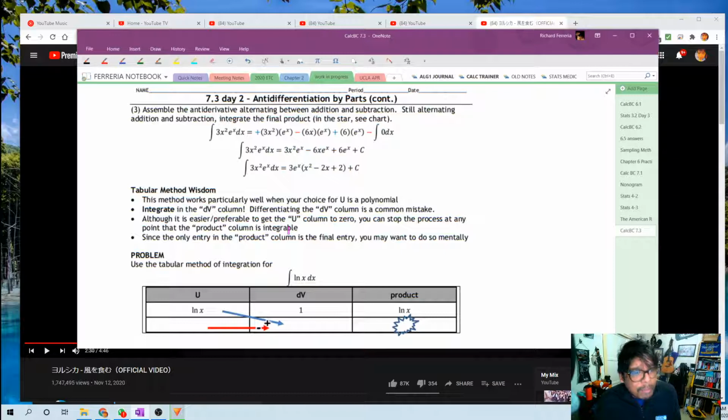Next, remember that you're going to integrate that dv column. A common mistake is finding the derivatives of both columns. And it is preferable to get to a 0. However, and this is the one that they don't often teach you, you can stop this process at any time as soon as you see that the product is integratable.